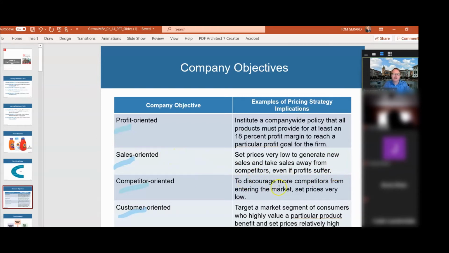Sales, competitor: to discourage more competitors from entering. Now these are all talking about low pricing, sales oriented. This is again going back to the grocery store. Maybe I only need to make 5% margins because I'm trying to sell bananas as fast as I possibly can, right? Like Walmart and Aldi and these kinds of places. Competitor, Walmart definitely, right? Discourage competitors from entering the marketplace. We sell everything so low, who's going to be able to come in and compete with us? This is Sam's Club, Costco.